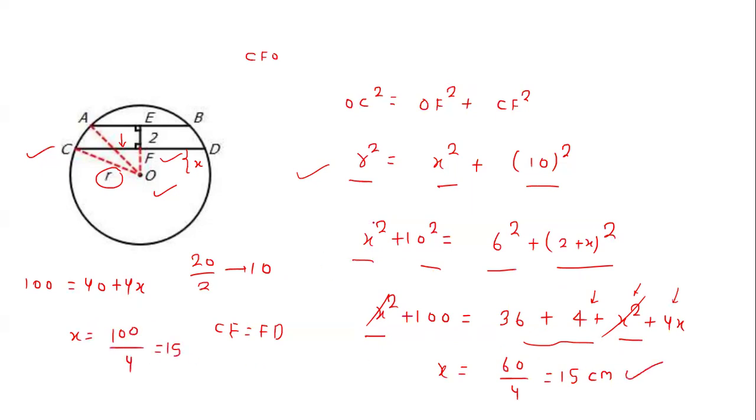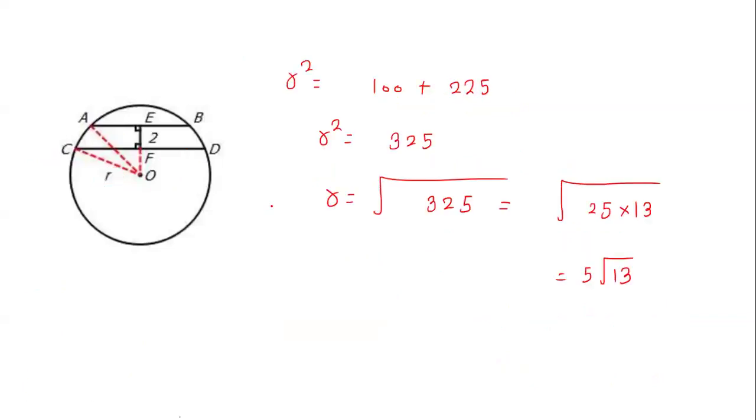Now we know x, so we can put the x value here. It will become r square as 100 plus 225, which is 325. So you can take the square root, so this will become root of 325. You can write 325 as 25 multiplied by 13. After simplifying this, it will become 5 root 13 inch. So in this way we can find the radius of this circle.